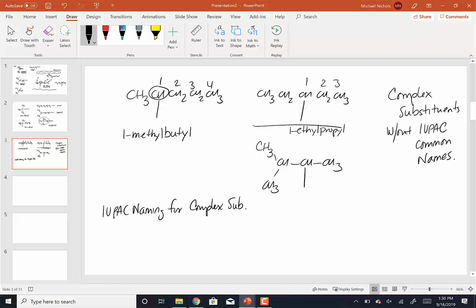And then here, this is carbon number 1, automatically. So do I go left or right? Left. Number 1, 2, and 3. Does it matter if the 3 carbon was down? No, same thing. What's this one called? 1, 2.